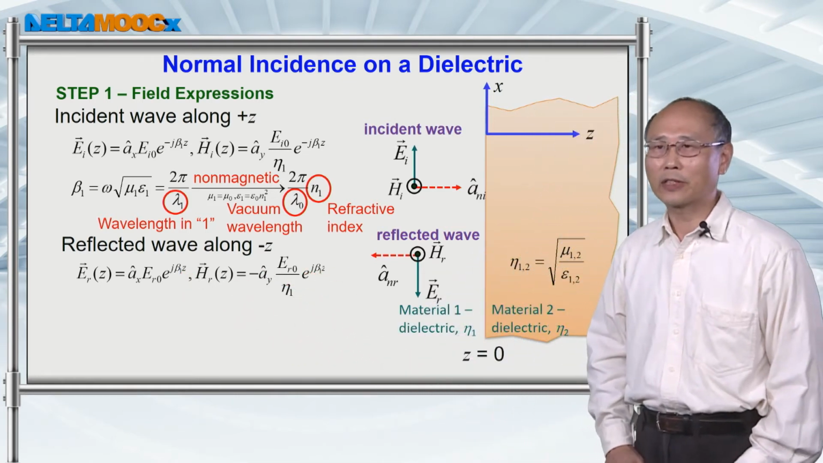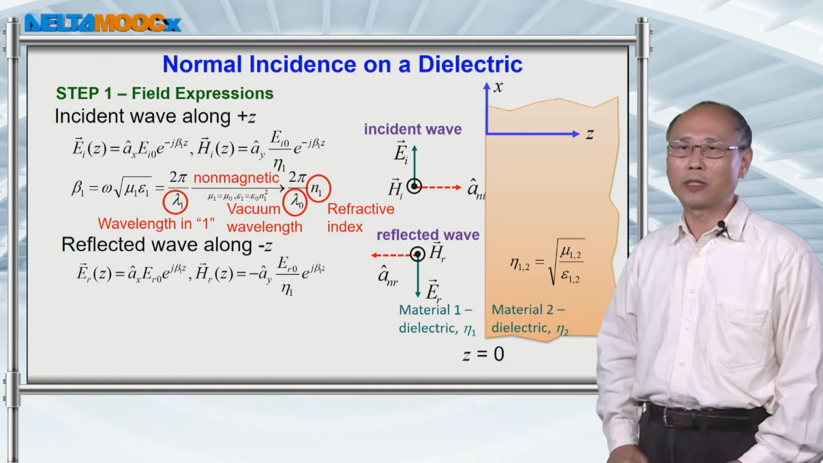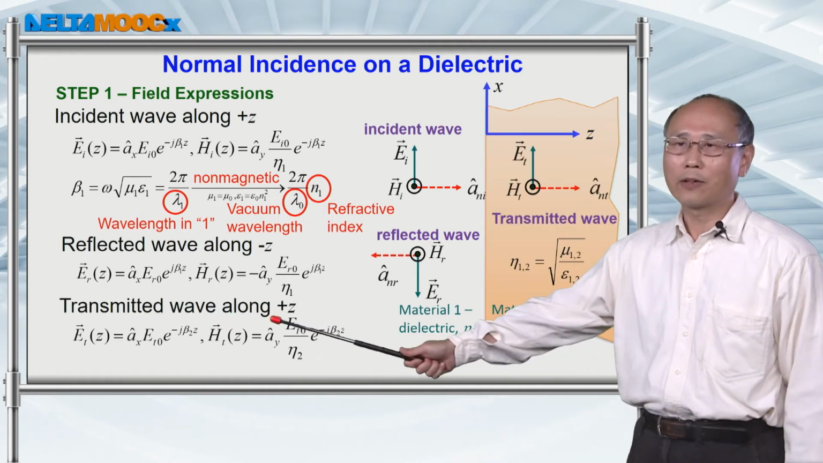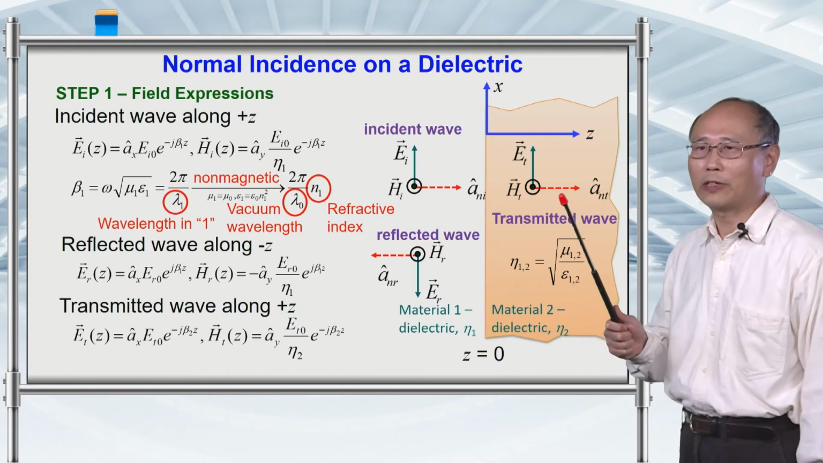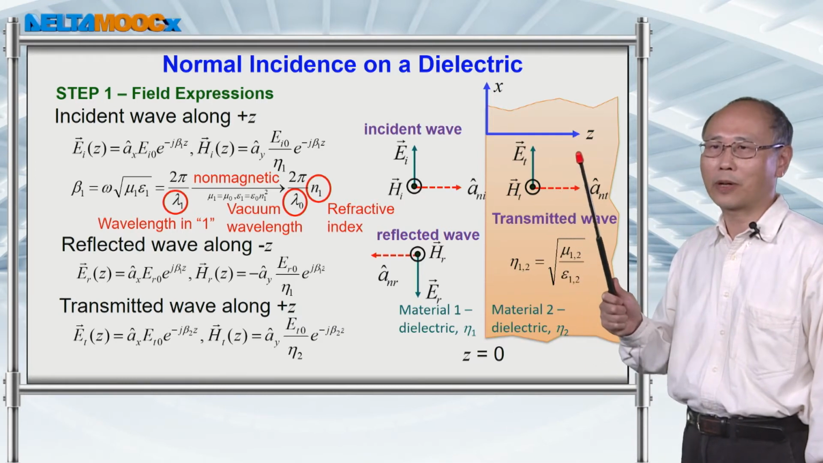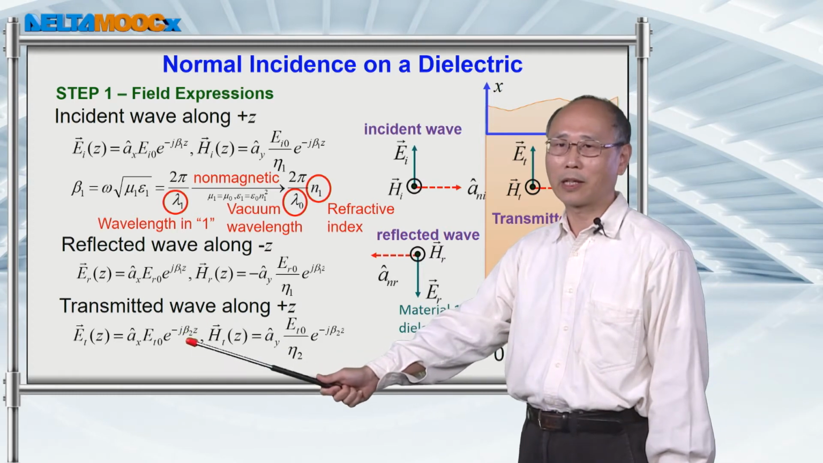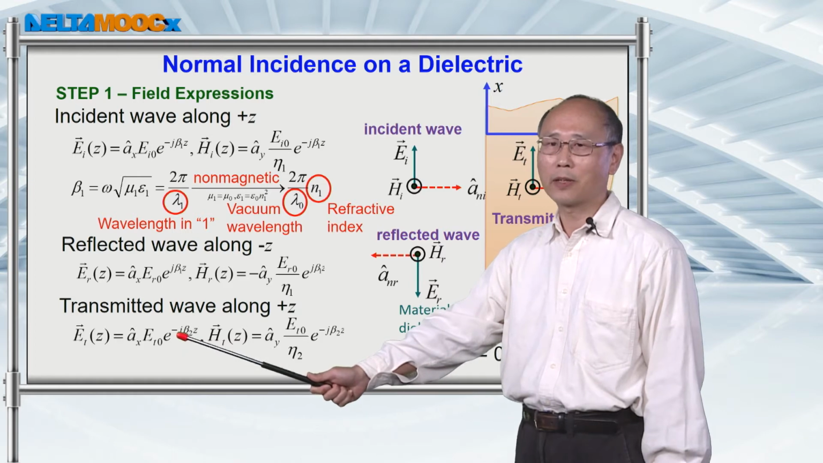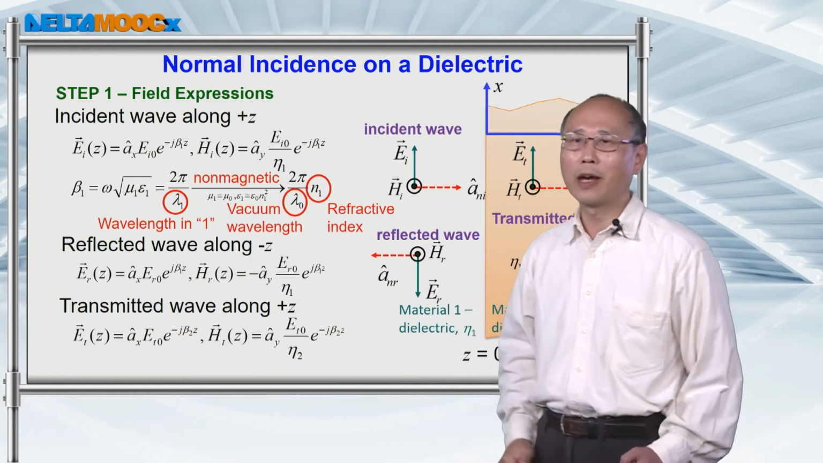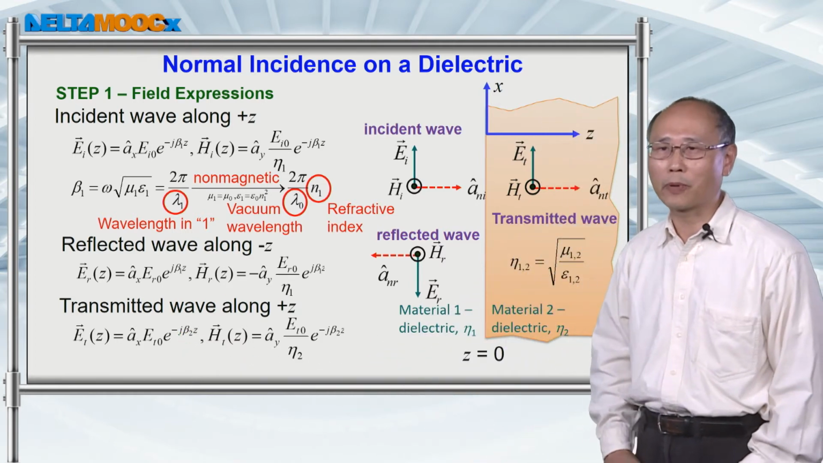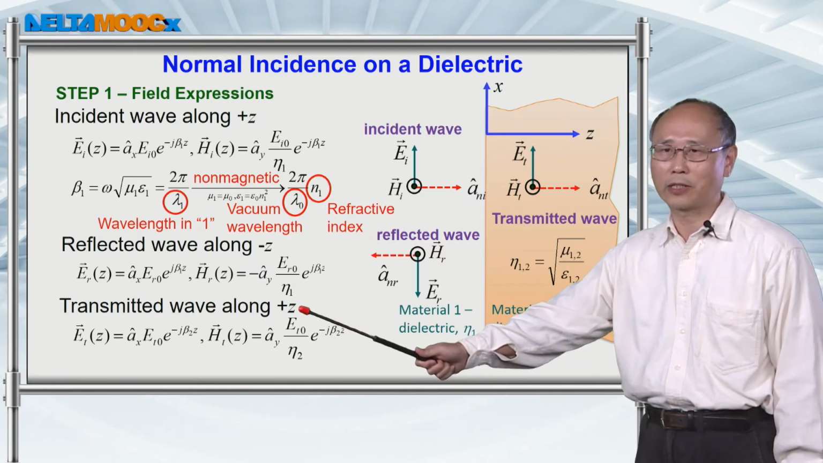So the third step is to write down the transmitted wave. And so the transmitted wave here is propagating in the plus z direction. So now you write down this propagation constant beta 2 in the second material, but there's a minus sign before this j, which tells you the wave propagates along plus z direction.